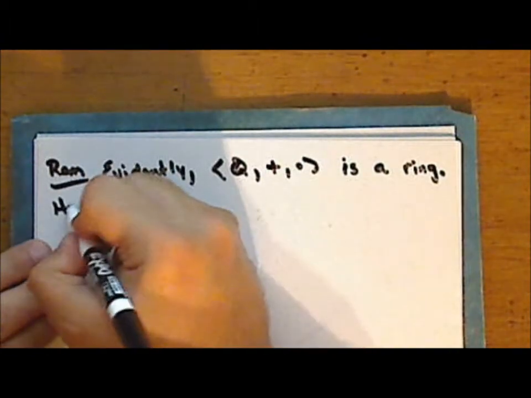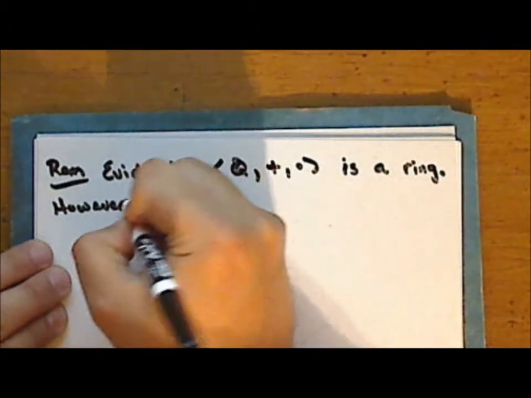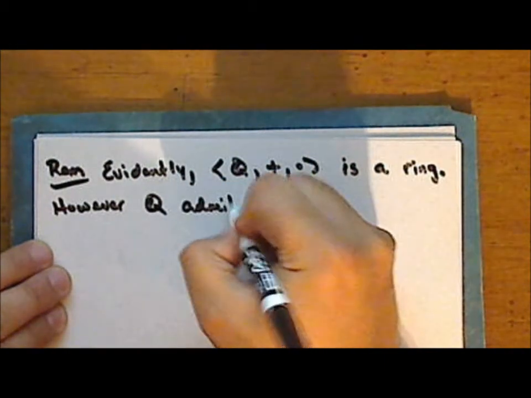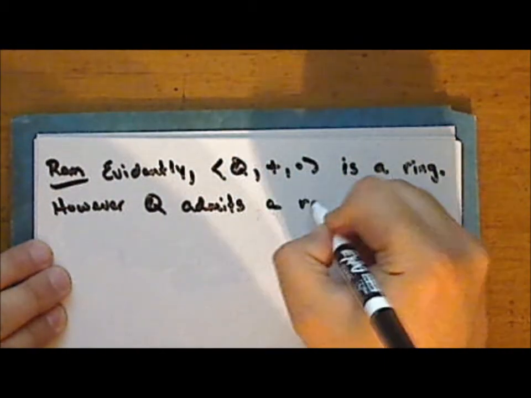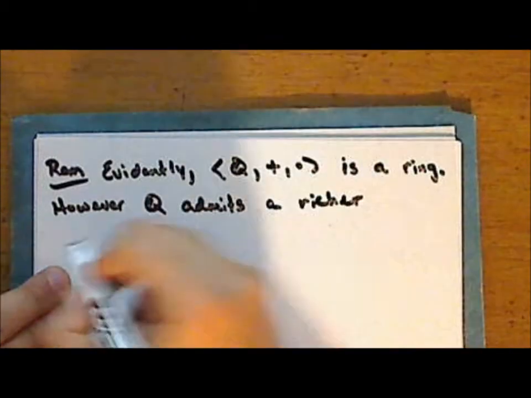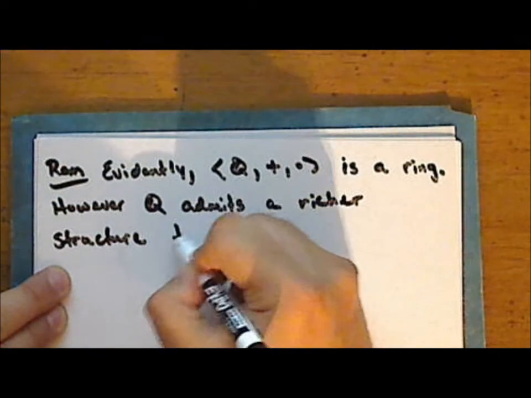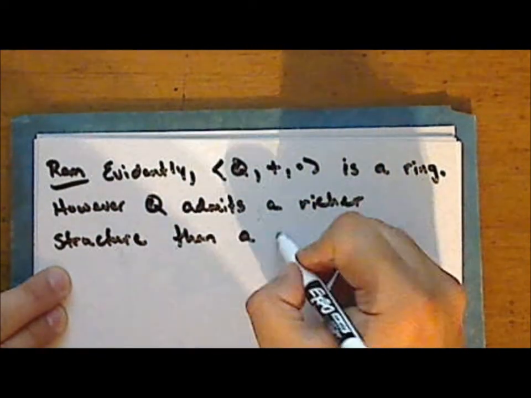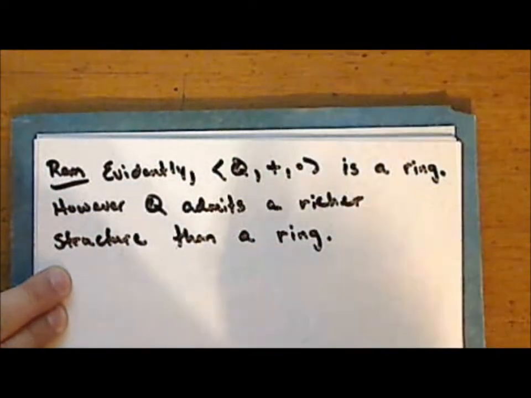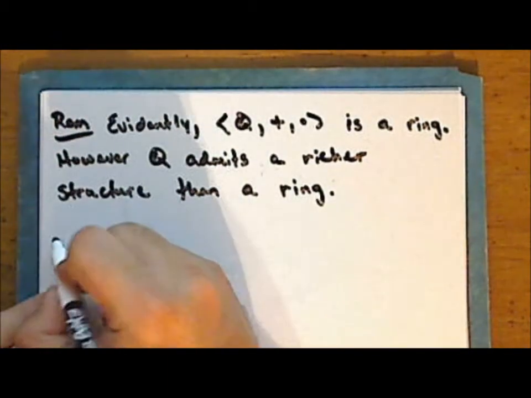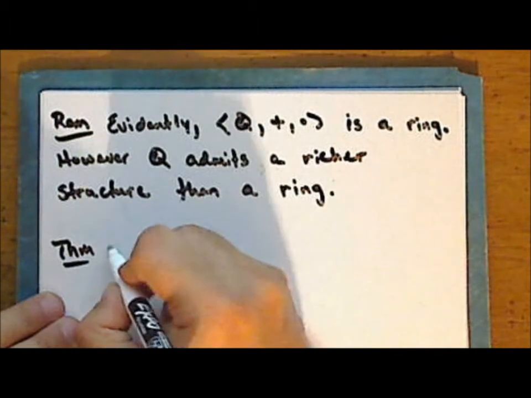However, the set of rational numbers admits a richer structure than a ring. Now we will move towards defining that structure. So first, we prove a theorem.